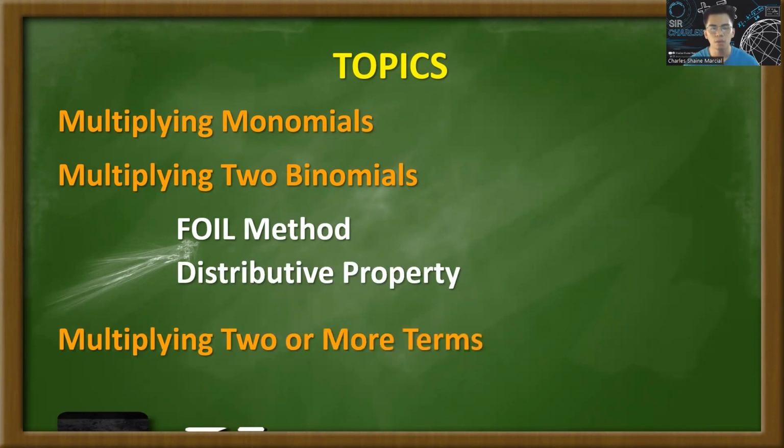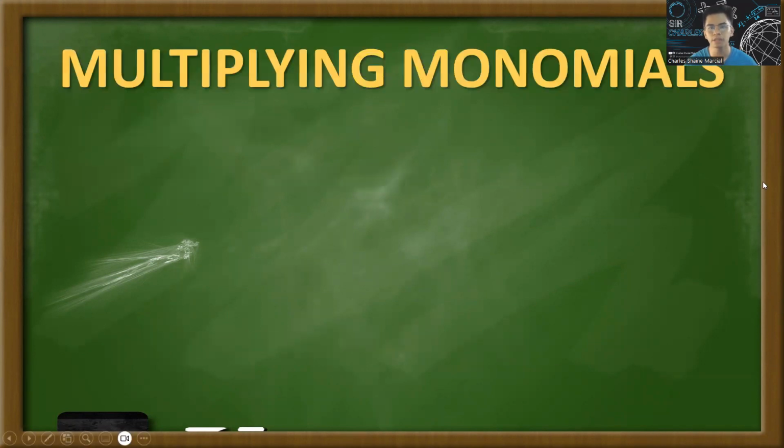And also, we will multiply two or more terms. Here, in multiplying two or more terms, we can use the distributive property. All right, so let's proceed first to the multiplication of monomials.